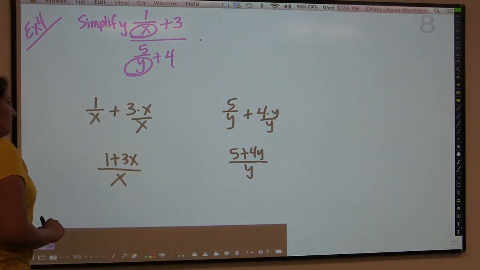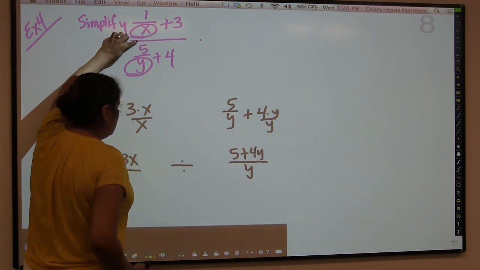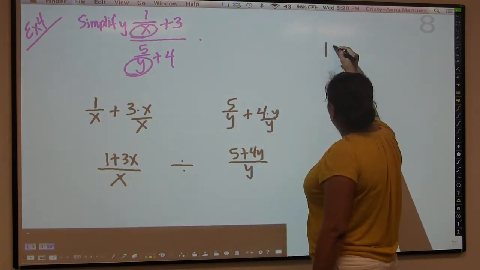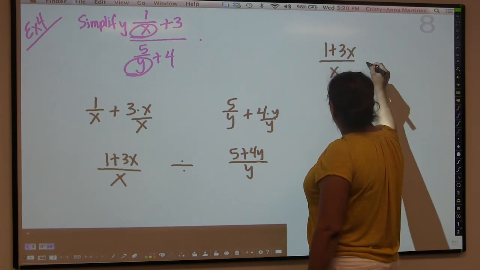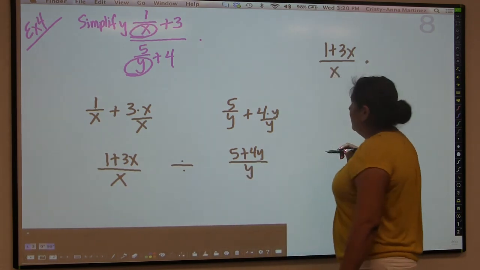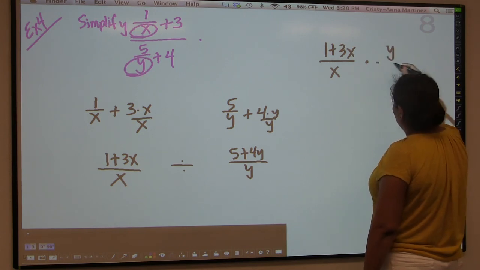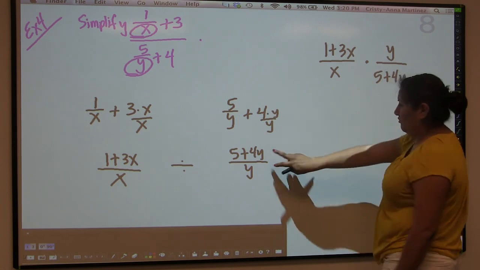Then I use this division. We still have this divided by that. If you remember correctly, when you divide, you flip it over and multiply. So I get 1 plus 3x divided by x, and then I multiply instead of divide. When I flip it over, I get a y on the top and 5 plus 4y on the bottom. So I'm flipping this one over.